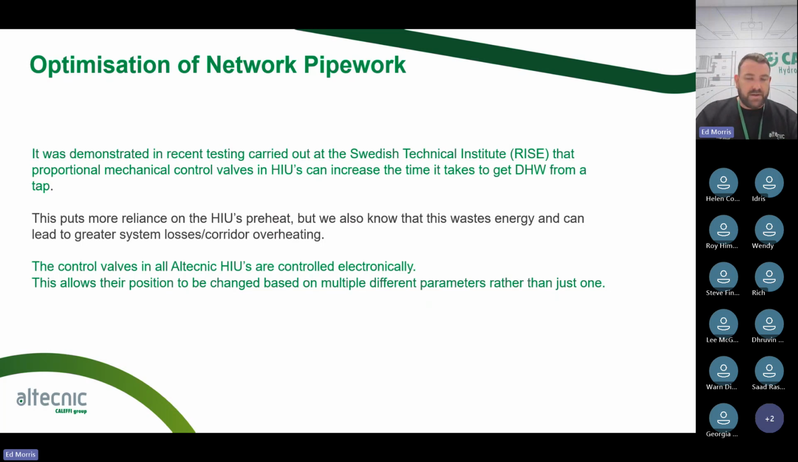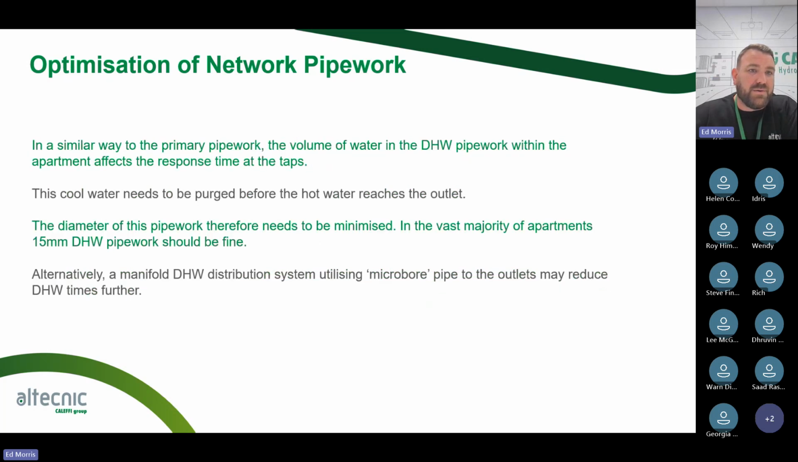So it's just a bit of comparison. We'll look at mechanical versus electronic. There's probably pros and cons to both, but the response times that we can get through electronic HIUs tend to be a lot better and a lot quicker and better for the end users, and less reliant on the preheat or the keep warm function as well.